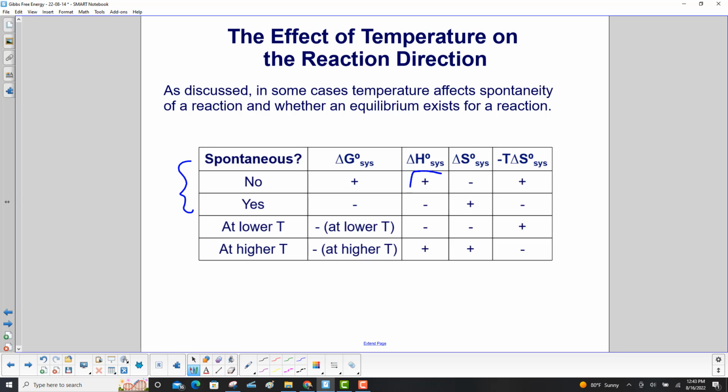But a simple thing to remember is if delta H and delta S have opposite signs, then you can tell whether a reaction is, yes or no, spontaneous or not. You don't need to worry about the temperature. It's only when the signs of these two variables are the same that there is a temperature dependence.